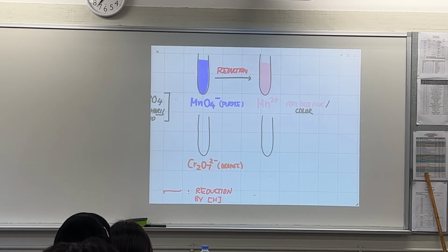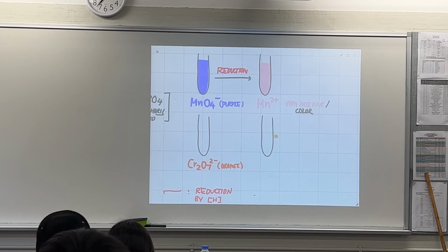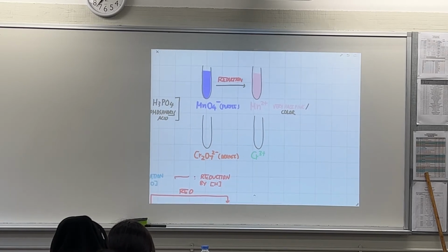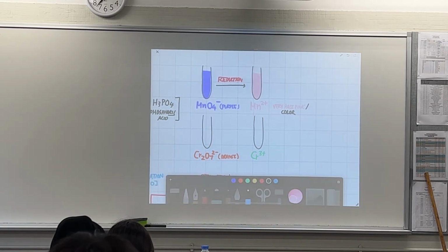Yeah, and it will be reduced to chromium ion, which is green. Yes, chromium has a charge of 3+. It is a transition metal. So when you refer to it, make sure you say chromium bracket 3. Chromium bracket 3. So can you write down the name of these ions?